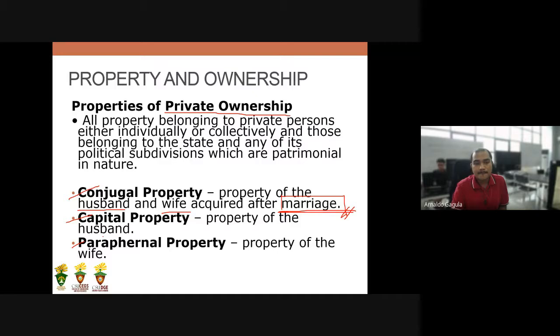When we say capital property, this is property for the husband only. Unlike the absolute community of property or conjugal property, it has restrictions. It is property that belongs to the husband alone, for example, property meant only for men. And then there is what is called paraphernal. Paraphernal is property for the wife alone, personal things meant only for women, and personal things meant only for the husband. So that's capital and paraphernal property.